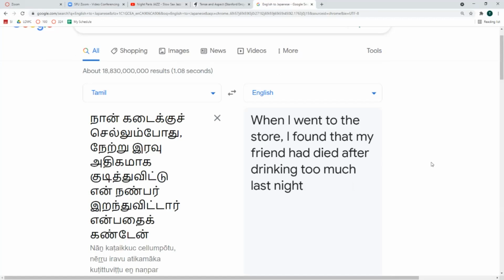Ah, here we go. Here's languages that aren't as popular. Something has gone wrong here. When I went to the store, I found that my friend had died after drinking too much last night. So it turns out there's something about the phrase passed out that has just been mistranslated, something along the Afrikaans to Tamil to English pipeline. It's been misinterpreted as passed away, probably.